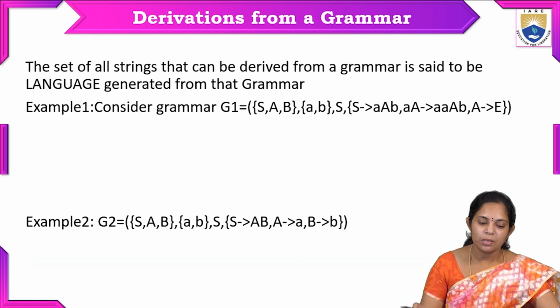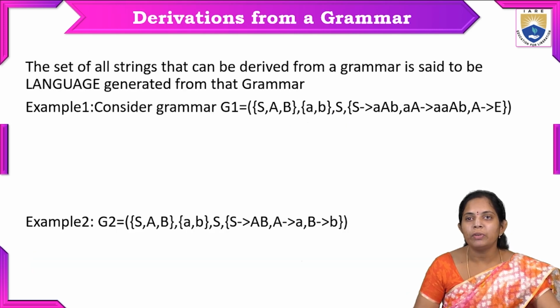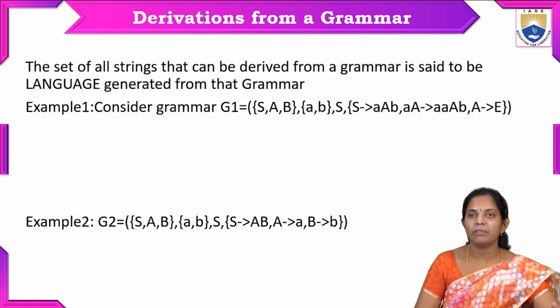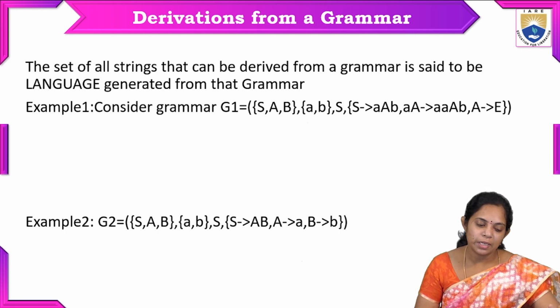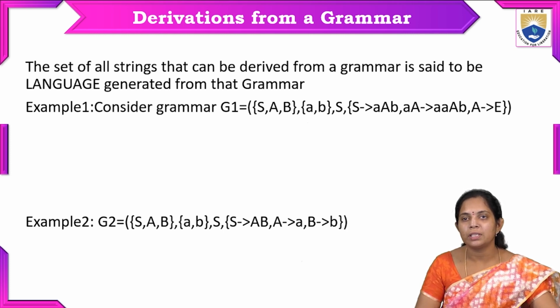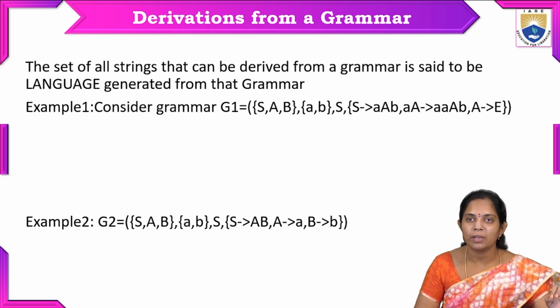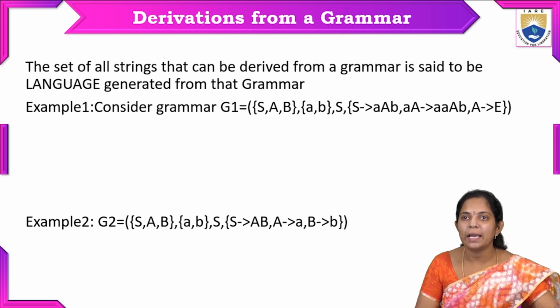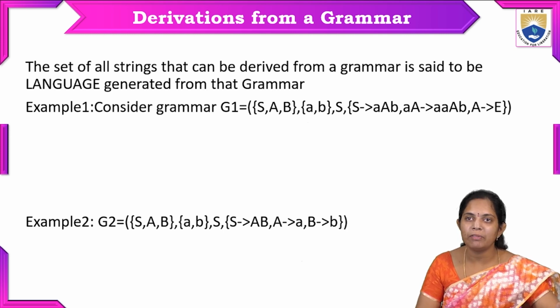Next, derivation from a grammar. We will derive a language from the given grammar. The set of all the strings that can be derived from a grammar is said to be the language generated from that grammar. For this, we have to take examples, like the 3 examples we have taken. We will form a regular language by using the given grammar.